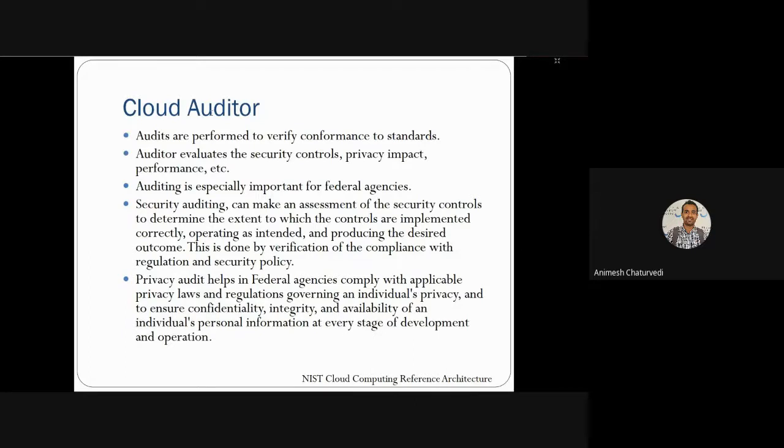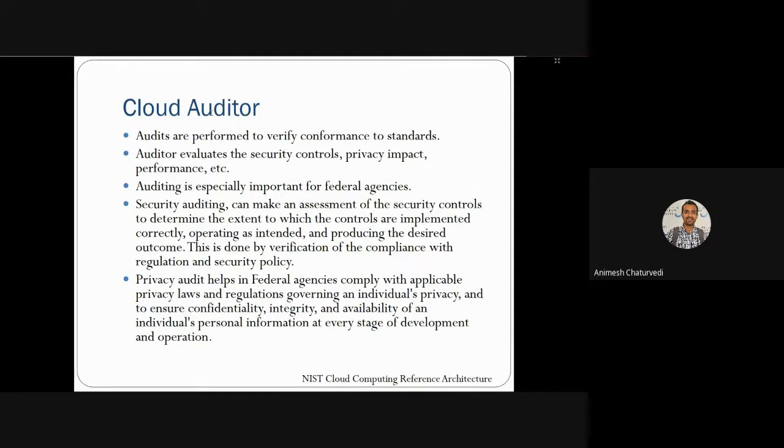What we do in security auditing is basically an assessment of security controls to determine the control levels and how the controls are being implemented, whether they are correct or not, how the operations are being intended for the security, and what performance is produced by these outcomes, whether they are desirable or not. So all these security checks are being done. This is done by verification of compliance with the regulations and security policies.